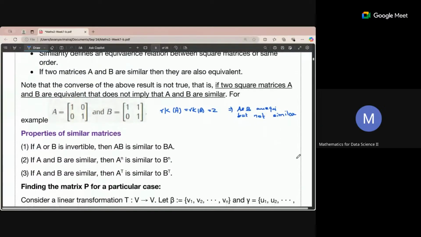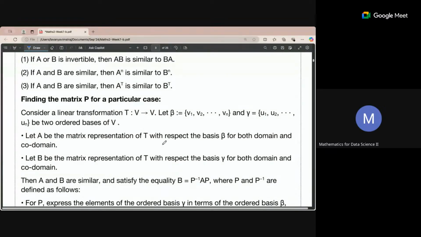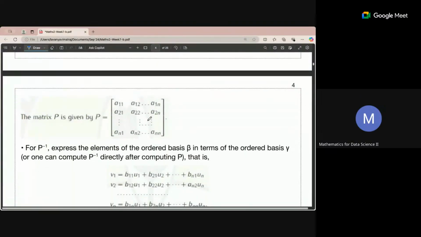Okay. So here are some other properties. If either A or B is invertible, that is sufficient to say that AB is similar to BA. If A and B are similar, then A power n is similar to B power n. If A and B are similar, the transposes are also similar. And similarly, two matrices representing the same transformation with respect to the same basis, T with respect to the basis beta for both the domain and codomain, and T with respect to gamma for both the domain and codomain, are similar. And here is the technique to find A, B, P, and Q.